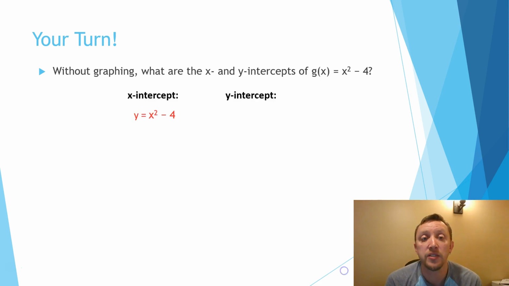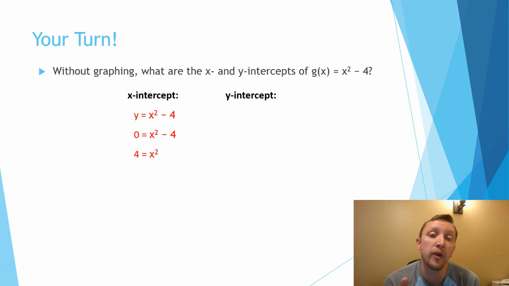So let's start with the x-intercept. To find the x-intercept, again using x squared minus 4, I'm going to put 0 in for y, and I'm going to solve for x. So to solve for x, I would add 4 to both sides, so I get x squared equals 4, or 4 equals x squared. Now think about it.